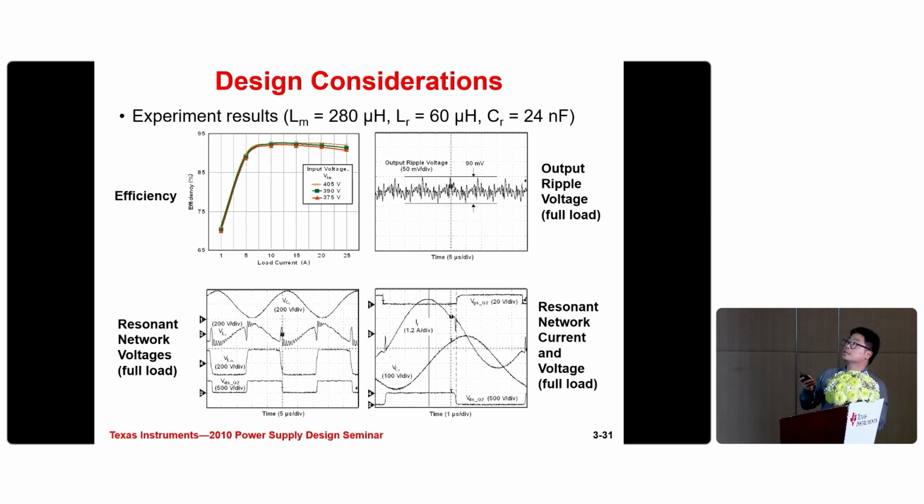And now this is the test result of the LLC. This is the efficiency, and this is the output ripple. And this one is about the resonant network voltage and current. From this side, we can see that this current is negative. We can see that the MOSFET of Q2 can easily achieve ZVS.